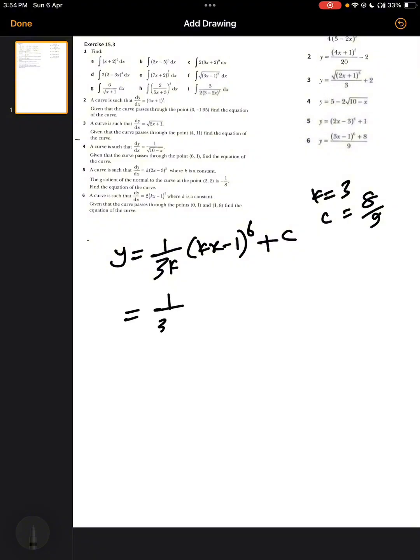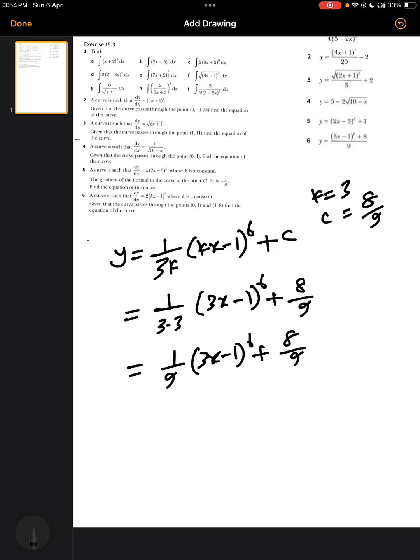So 1 by 3 times 3, here k value is 3, so (3x minus 1) to the power 6 plus c is 8 by 9. So here 1 by 9, (3x minus 1) to the power 6 plus 8 by 9. So here it is 9y equals (3x minus 1) to the power 6 plus 8. Yeah, the result is correct here.